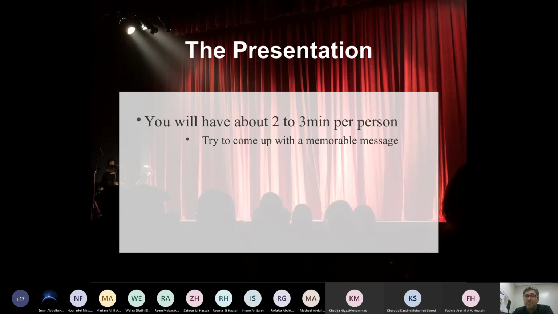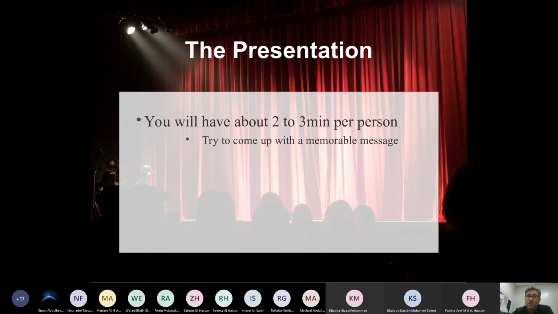So you don't have half an hour to explain your poster. You have 2 to 3 minutes per person. What you want to do is, again, your poster is a summary of your research, and your presentation is going to be a summary of that summary. So you have to come up with the most important key points that you want people to take away from your poster. Okay, so here's what we did, here's why we did it, here's what our main result was.